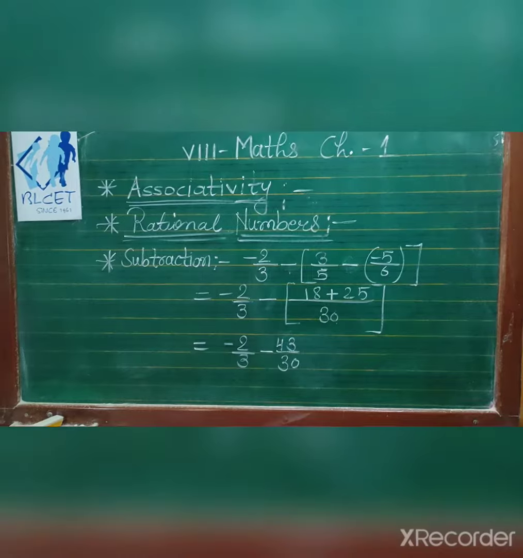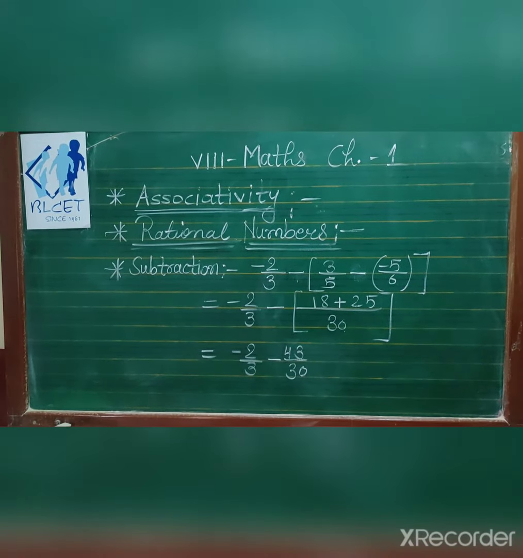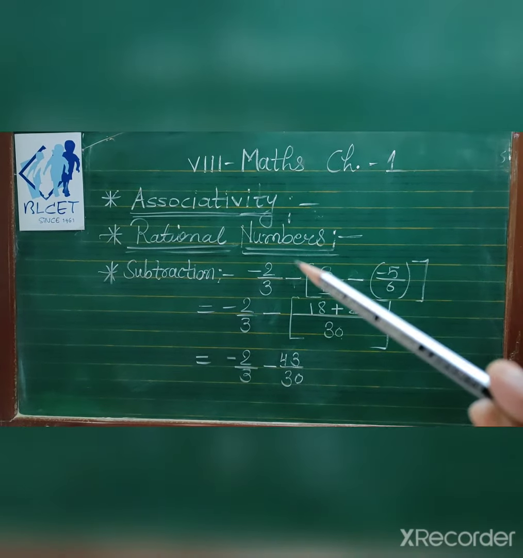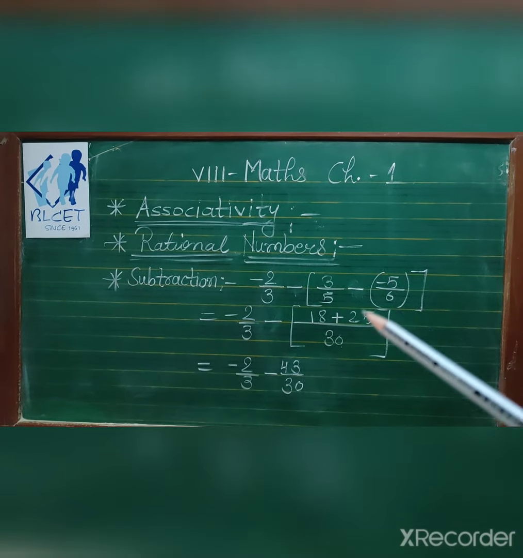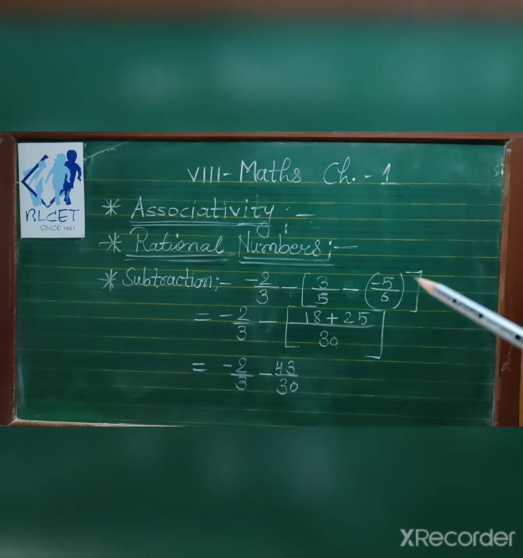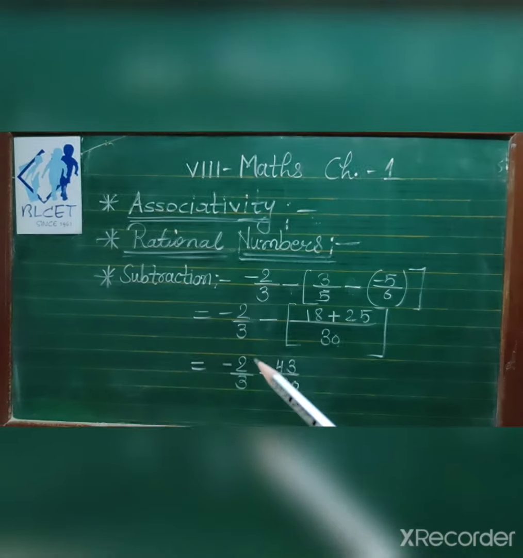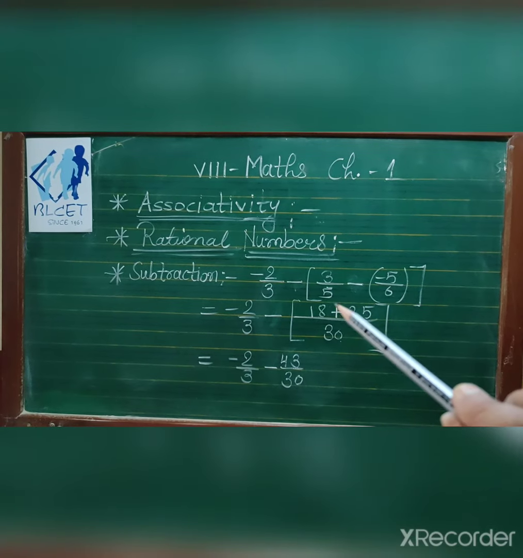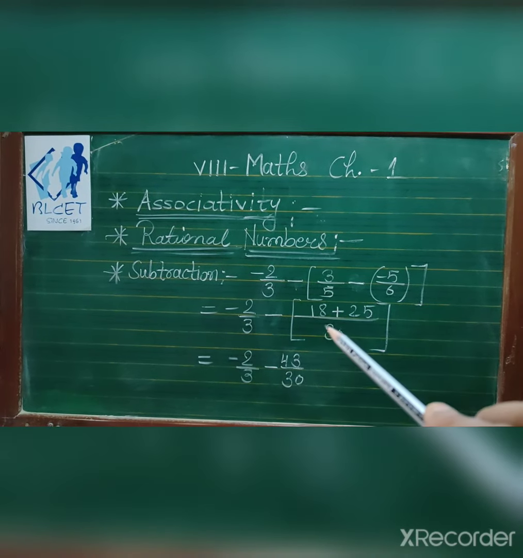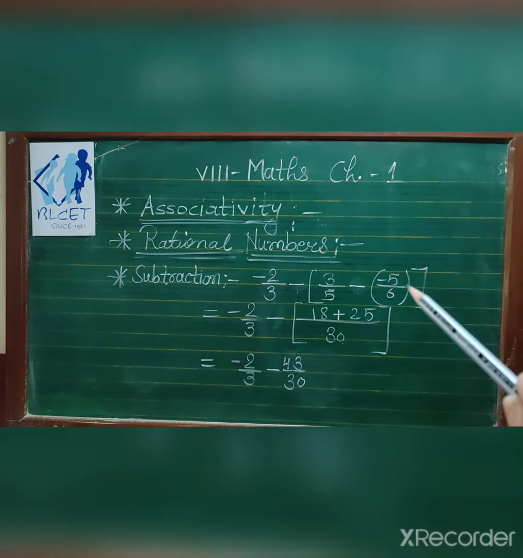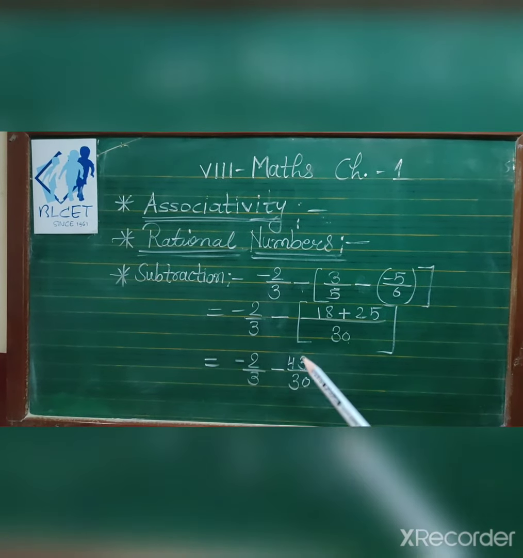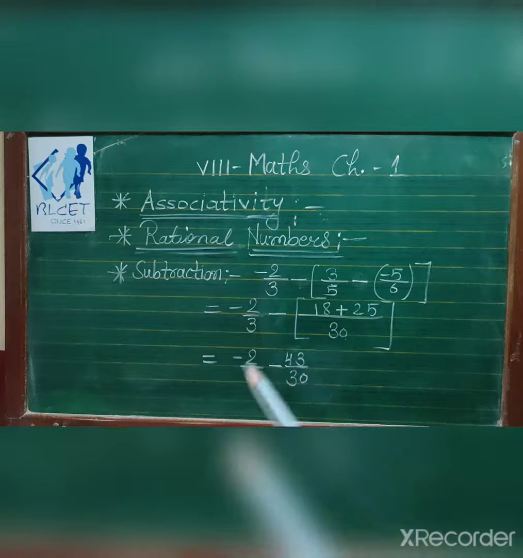Now we will check associativity of subtraction for rational numbers. So minus 2 upon 3 minus, in the bracket, 3 upon 5 minus 5 upon 6. Minus 2 upon 3 minus 3 upon 5. The LCM is 30, and here 5 6s are 30, 6 3s are 18. Minus minus plus, 6 5s are 30, 5 5s are 25. When 18 and 25 we add, 43 with negative sign.